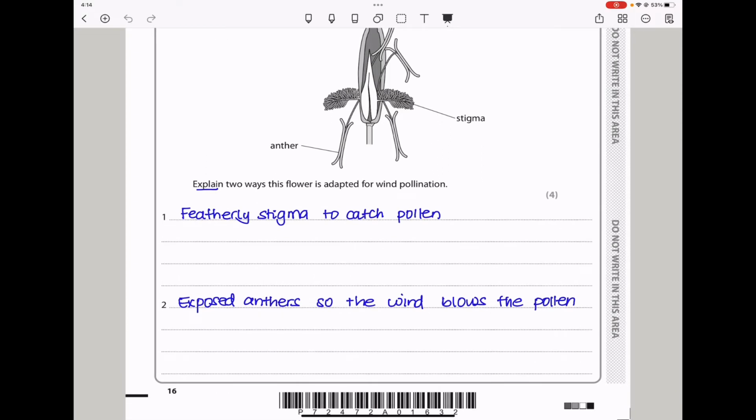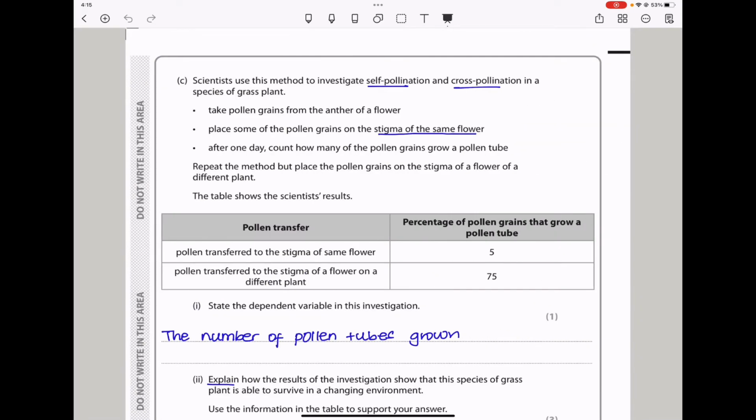Moving on. In part C, scientists use this method to investigate self-pollination and cross-pollination in a species of grass plant. Take pollen grains from the anther of a flower, then place some of the pollen grains on the stigma of the same flower. After 1 day, count how many of the pollen grains grow a pollen tube. Then repeat the method, but place the pollen grains on the stigma of a flower of a different plant. The table shows the scientists' results.